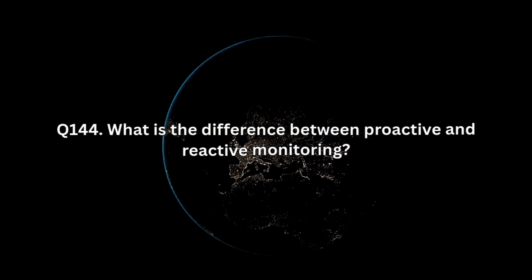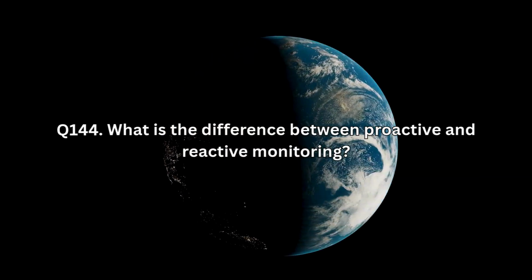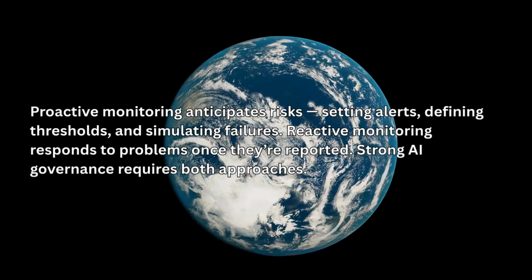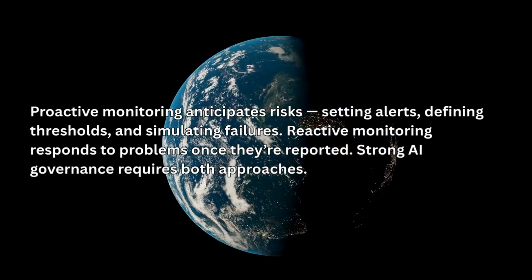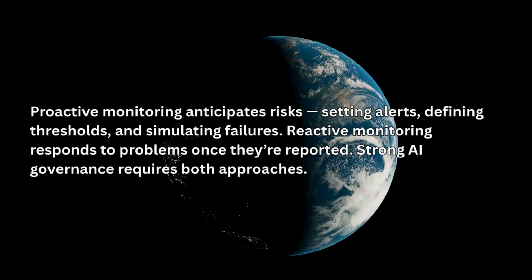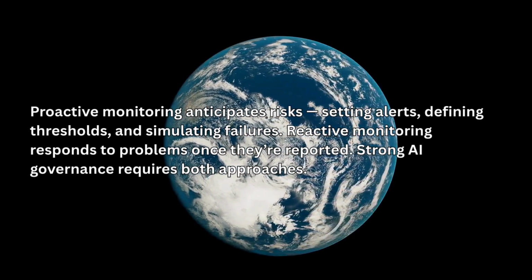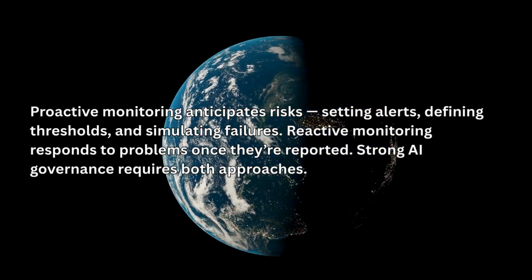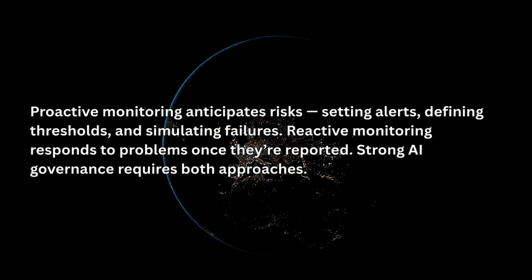What is the difference between proactive and reactive monitoring? Proactive monitoring anticipates risks, setting alerts, defining thresholds, and simulating failures. Reactive monitoring responds to problems once they're reported. Strong AI governance requires both approaches.